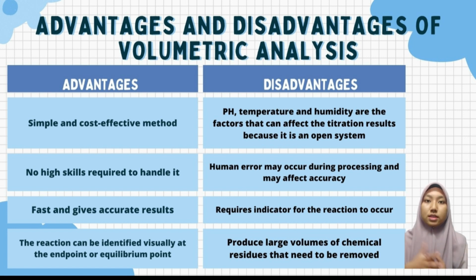Then for the disadvantages, pH, temperature, and humidity are factors that can affect the titration results because it is an open system. Then, human error may occur during processing and may affect the accuracy. The third one is that volumetric analysis requires an indicator for the reaction to occur. The last one, it produces a large volume of chemical residues that need to be disposed of.